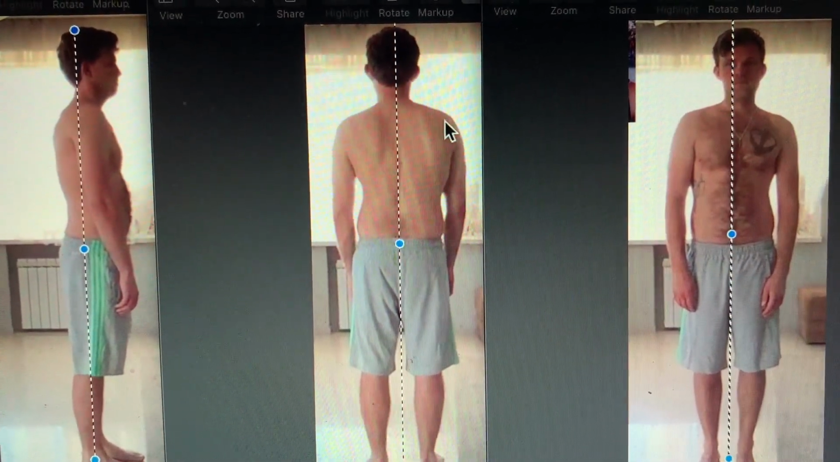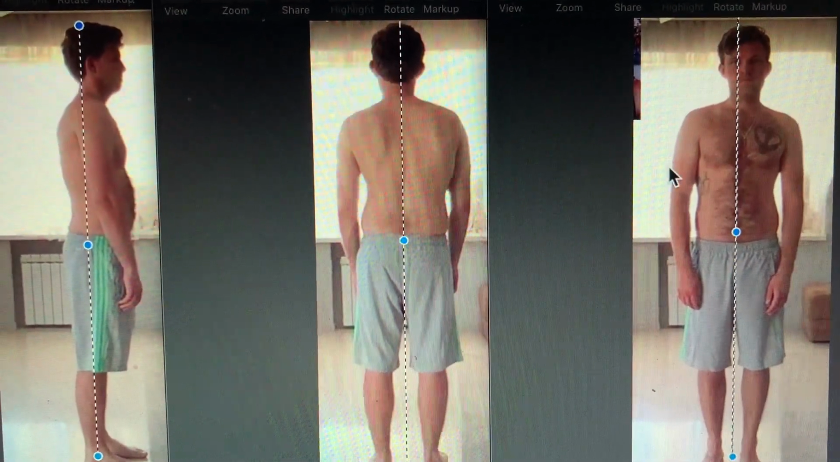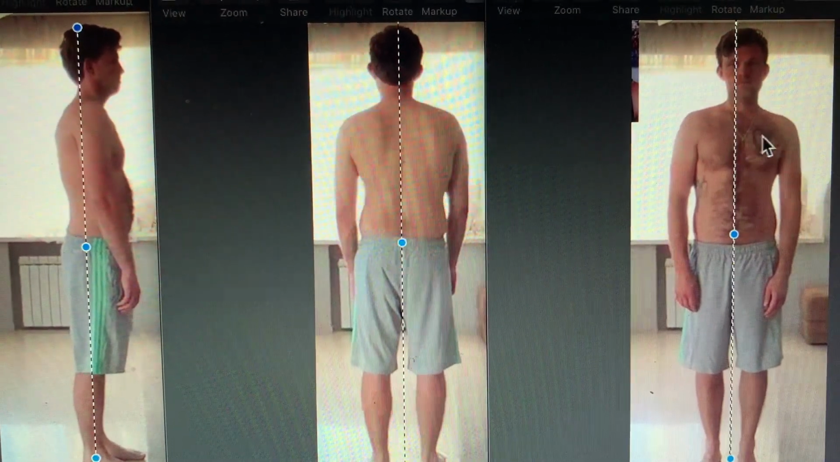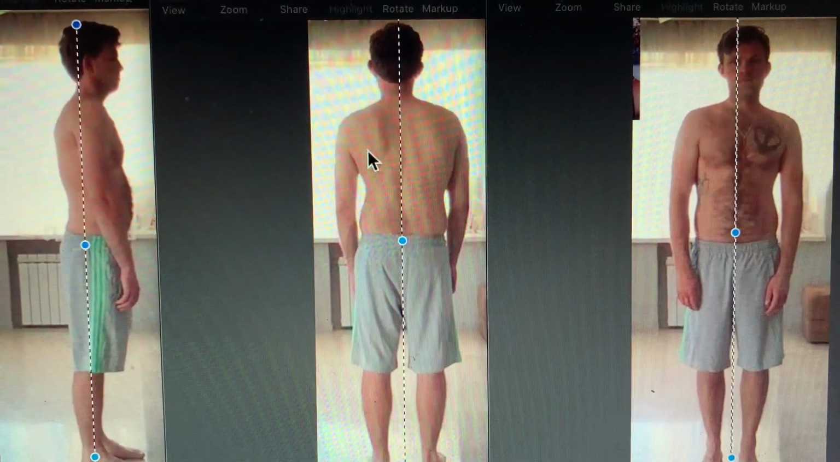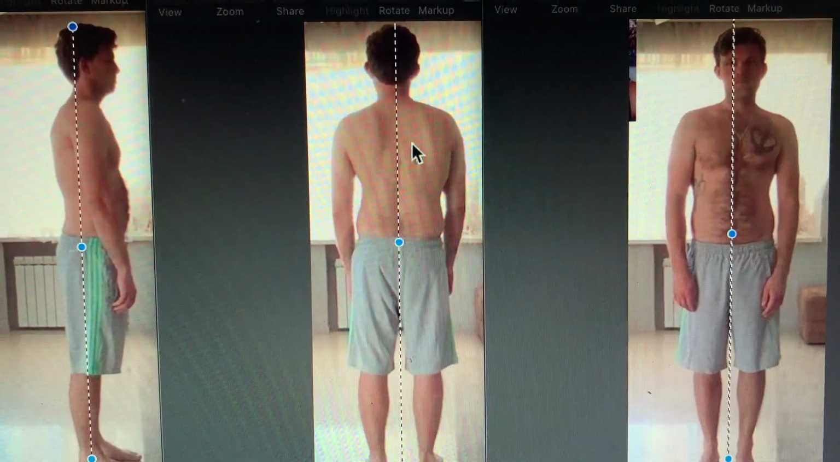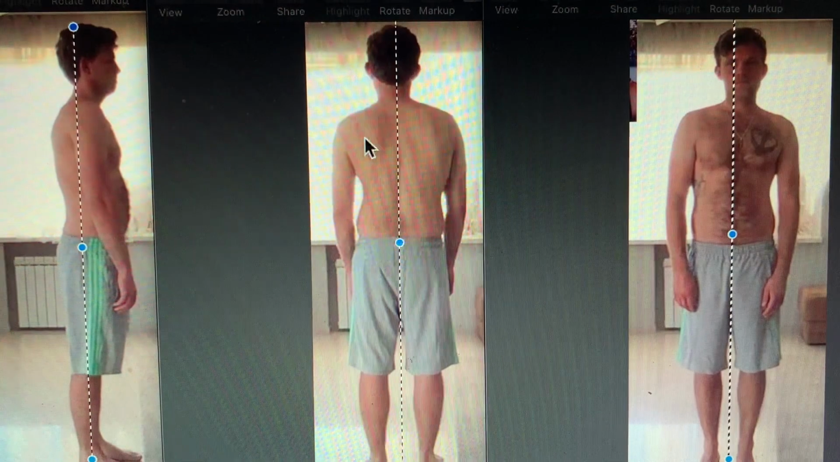Now even though he's leaning to the left side here, you can see more of his body, his left side of the body, on the left side of the line. On this side, I'm actually seeing more of his body on the right side of the line than on the left side.